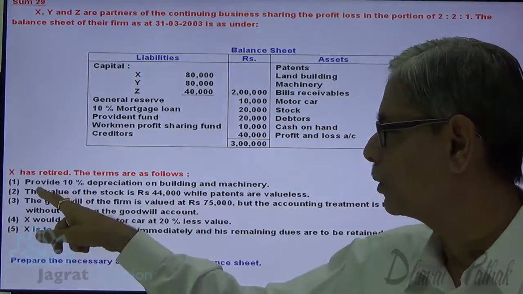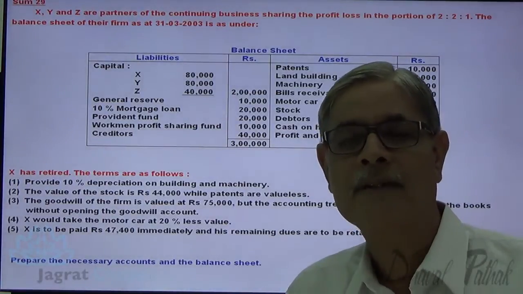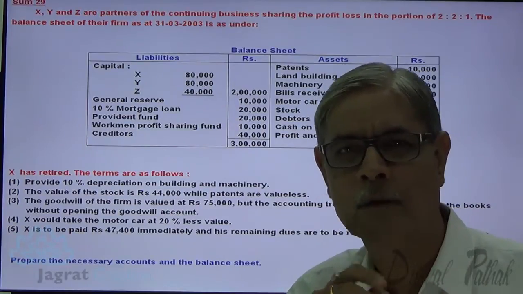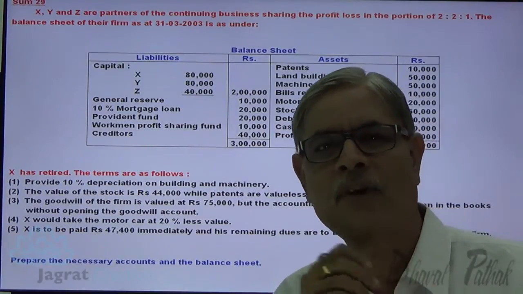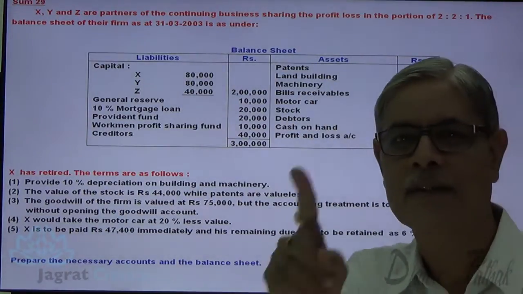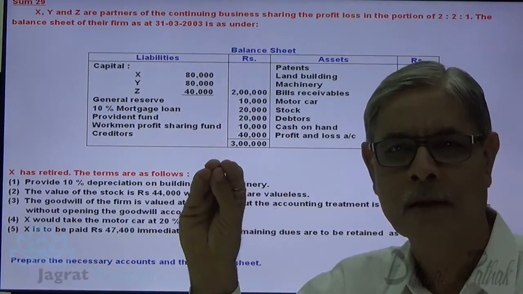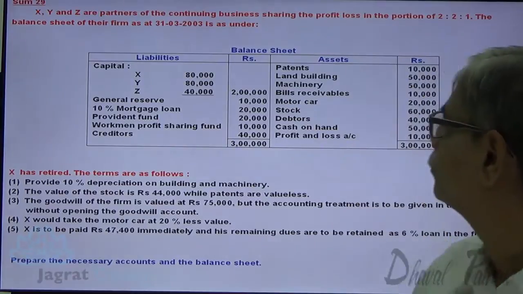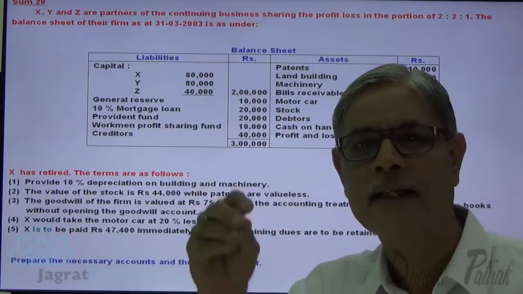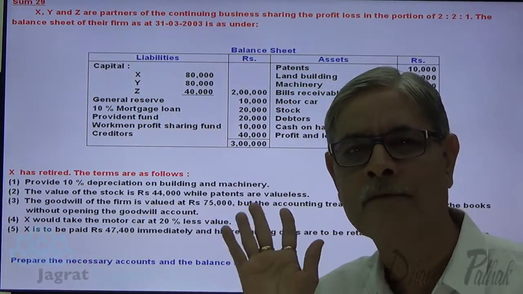The terms are as follows. Provide 10% depreciation on building and machinery. So 10% depreciation means decline in value. Decline in value is to be debited to revaluation account. Other name thereof is profit and loss adjustment account. Land and building 50,000, 10% decline, 5,000 debited to revaluation account, 45,000 rupees will appear in the balance sheet. Machinery also 50,000, 10% decline, 5,000. 5,000 will be debited to revaluation account, 50,000 minus 5,000, 45,000 will appear in the balance sheet.